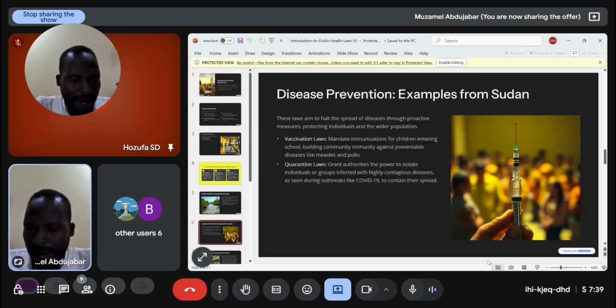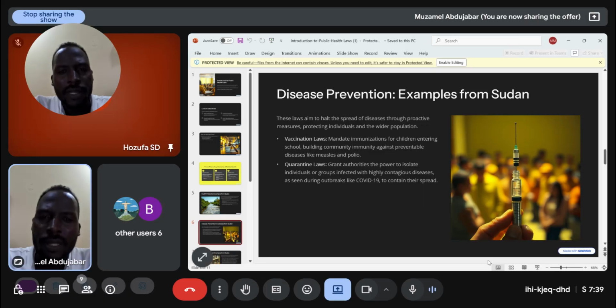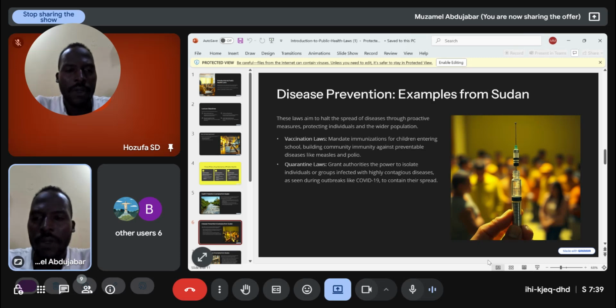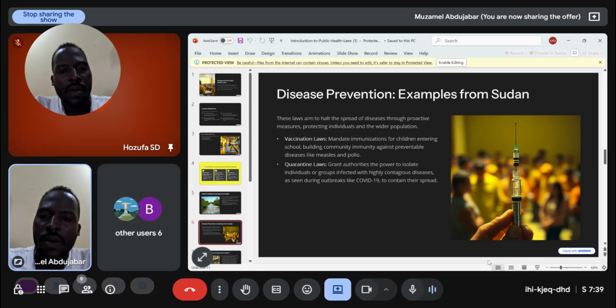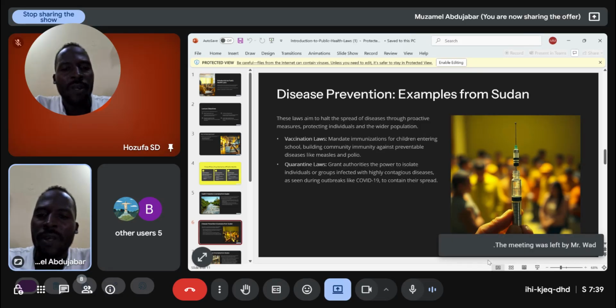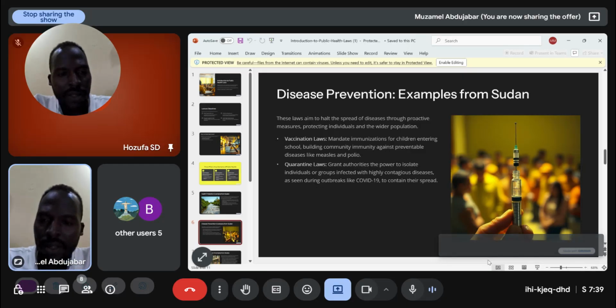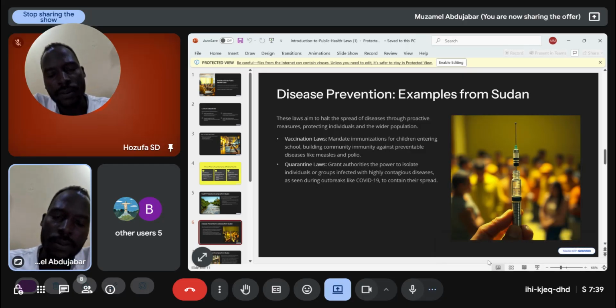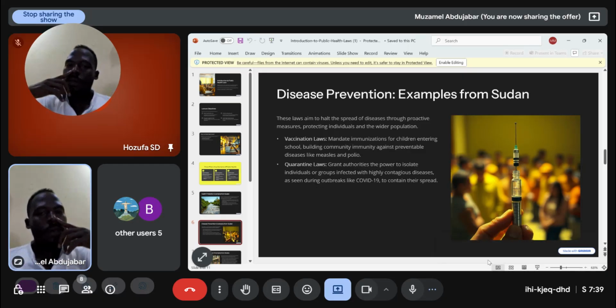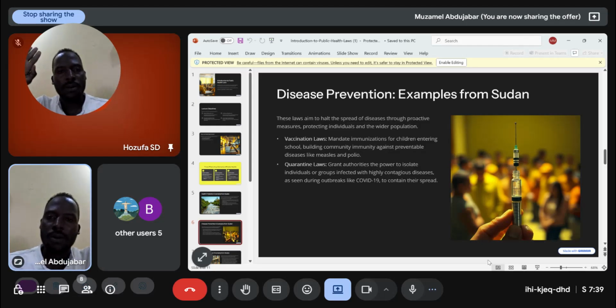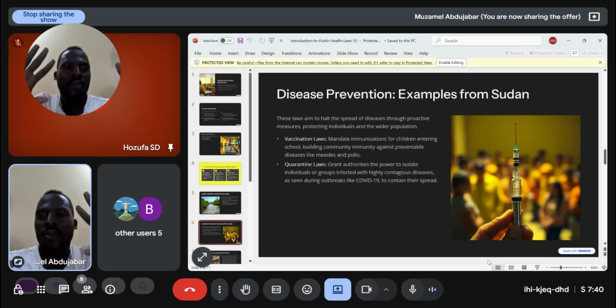Number one, vaccination law mandates immunization for children entering schools. Additionally, it builds community immunity against preventable diseases like measles and polio. This is the vaccination law. Another law is for quarantine. It grants authorities the power to isolate individuals or groups infected with highly contagious disease, as seen during COVID-19. This prevents disease from spreading in our community by law. There are public health laws focusing on this.